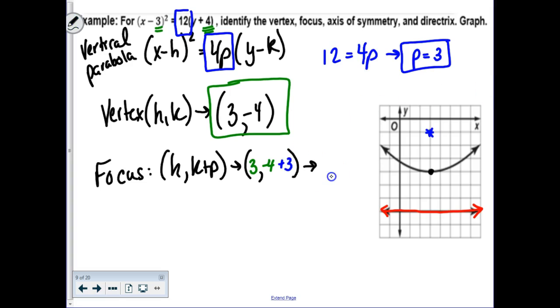So that would be a way for you to calculate the focus point, which we now see is located at 3, negative 1. But that's where this star was. I'm going to mark it with a star on my graph, not a point. So that's the focus.